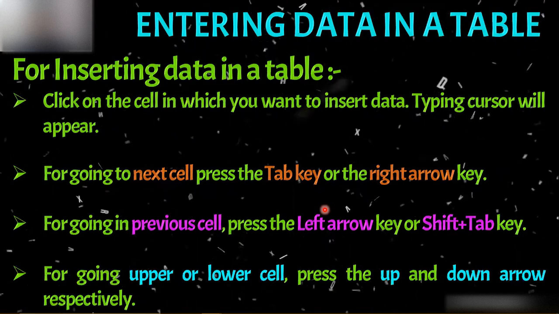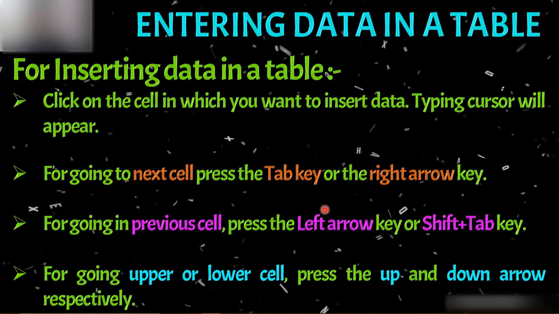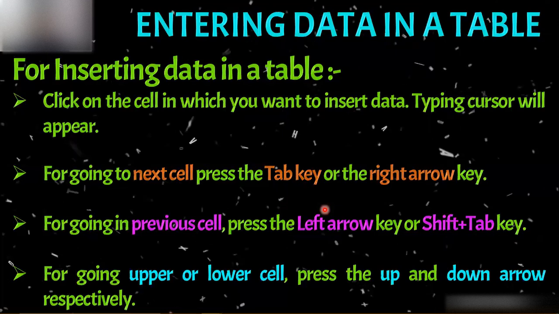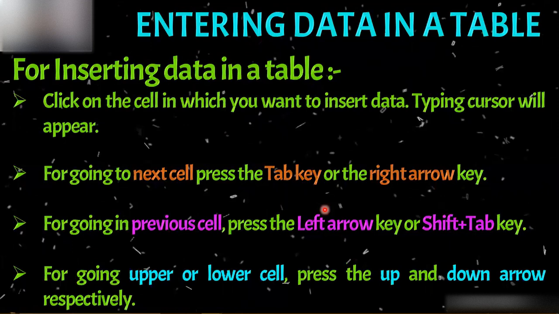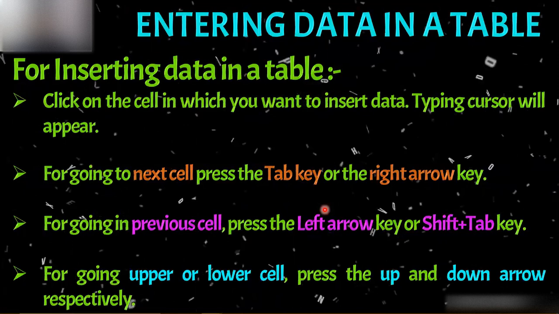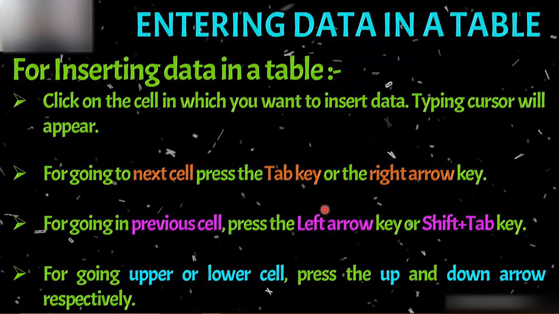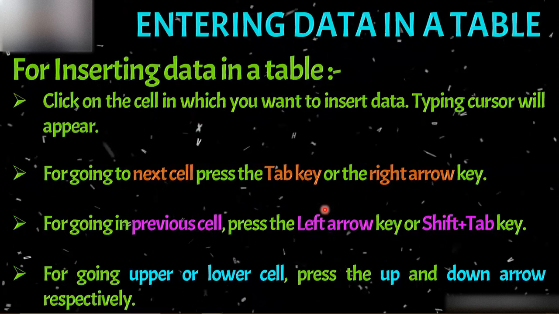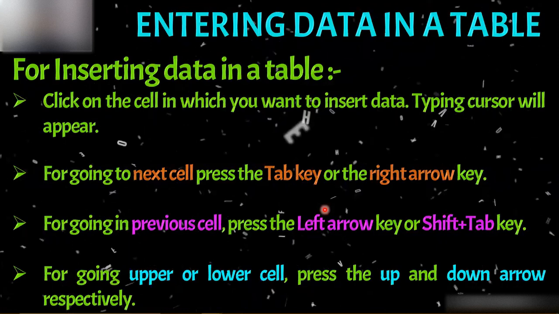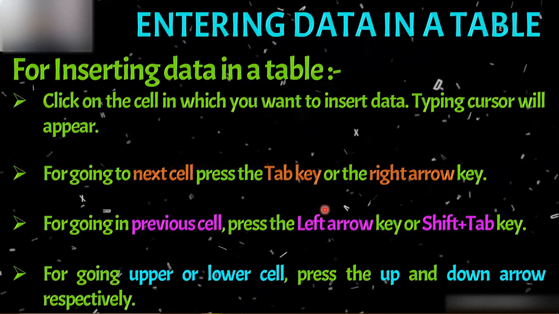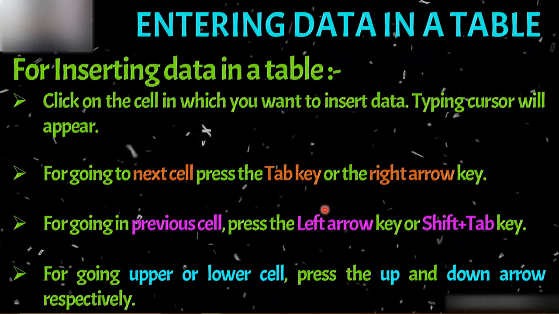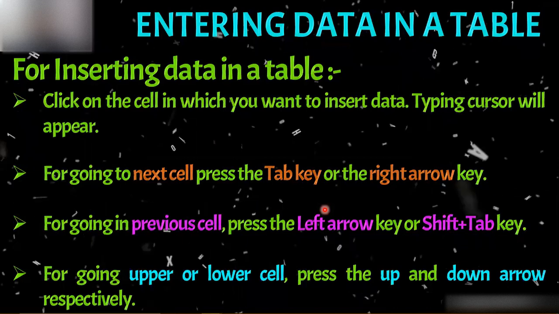Second point, when you have finished writing content inside one cell, then you need to move to the next cell. For that, you can press the right arrow key, or else you can press the tab key for moving to the next cell. For moving to the previous cell, that means backward in the table, you can press the Shift plus Tab key combination, or else you can press the left arrow key. And for moving upside or downside in the table, you can press the up arrow key and down arrow key respectively.